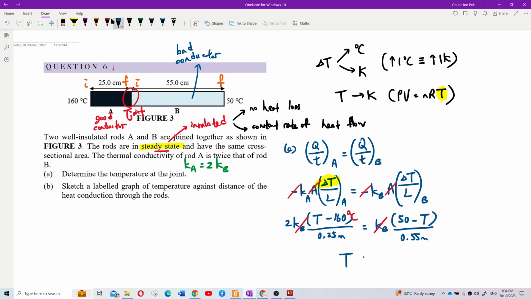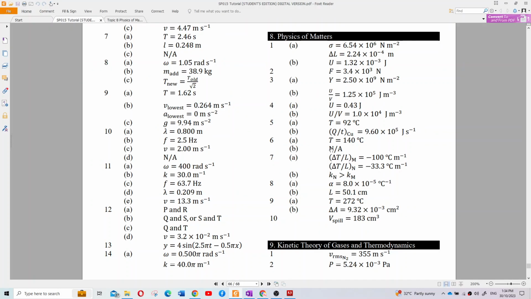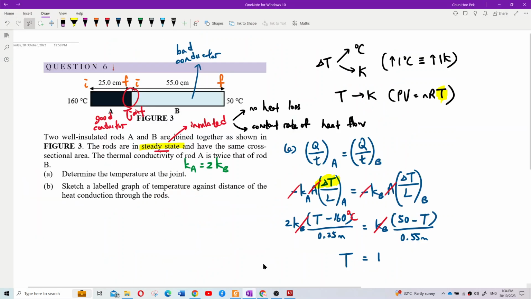What is the final temperature? Let's find the final temperature. What's the answer to question 6? 140 degrees Celsius. So that's the answer. Understand, class? That's the temperature at the joint. So the temperature actually starts from 160, decreases to 140, and then decreases to 50. See that? Okay.